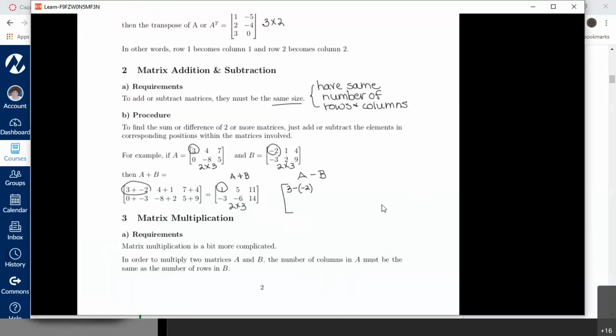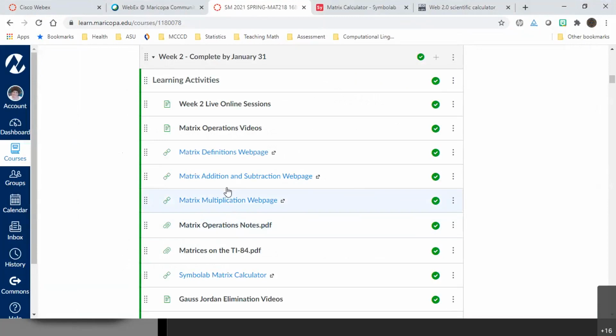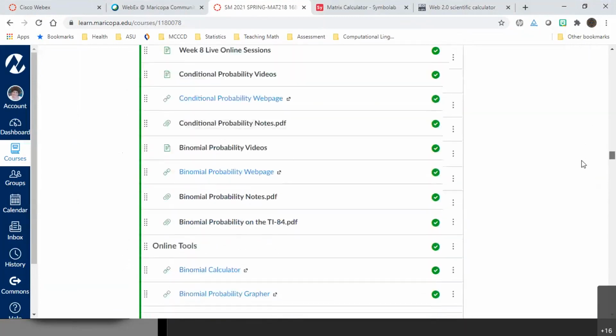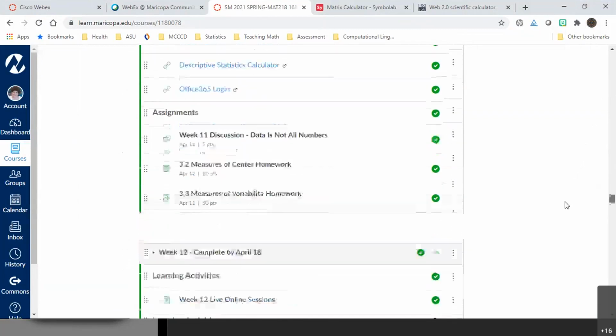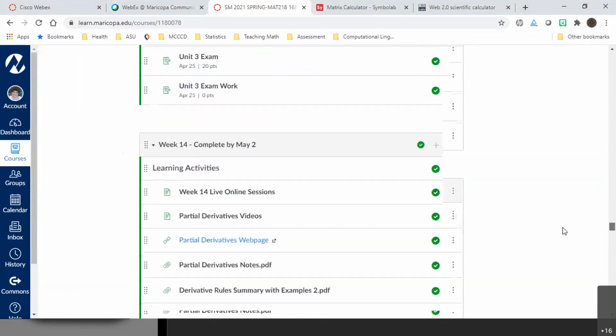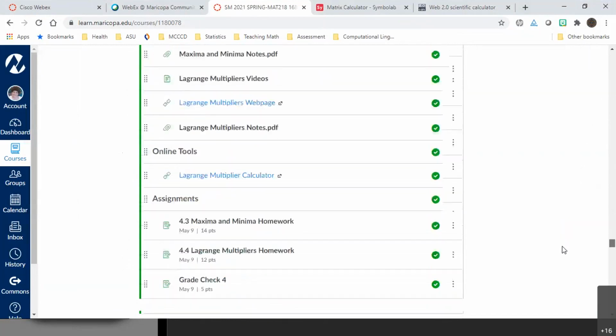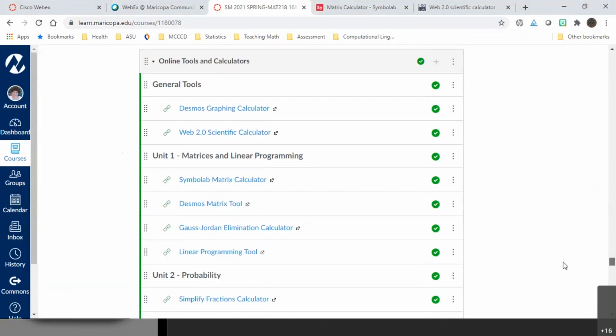And I'm going to go back and show you the Symbolab matrix calculator. Again, remember, this was in our week 2 module in our class. Here's the link to it right here, week 2 Symbolab matrix calculator. And I have them down here at the bottom of the course. Remember, I have all of the tools in one place to make them easier to find. They're after week 15, after the final exam. See online tools and calculators? Here's unit 1, which is what we're in.